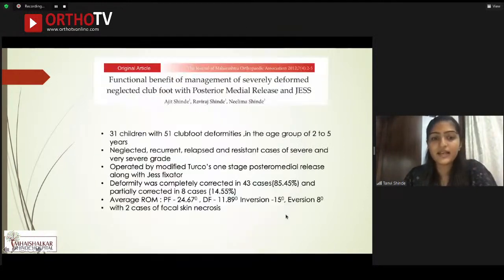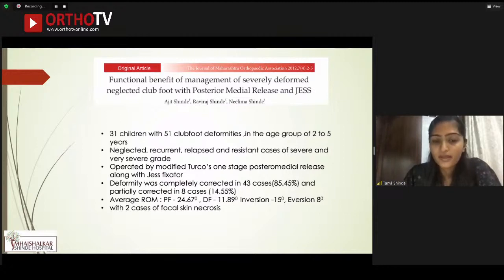Then we studied around 31 children with 51 clubfoot deformities in the age group of 2 to 5 years who had neglected, recurrent, relapsed, or resistant CTV in severe or very severe grade. We operated on them using modified Turco one-stage posteromedial release along with JES fixator.